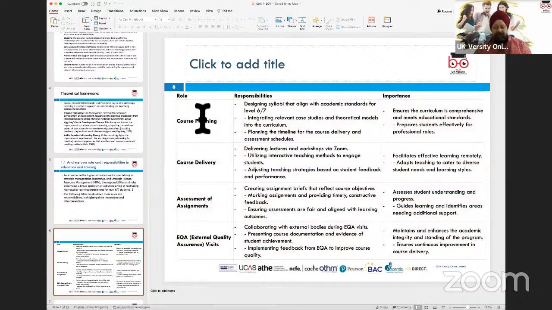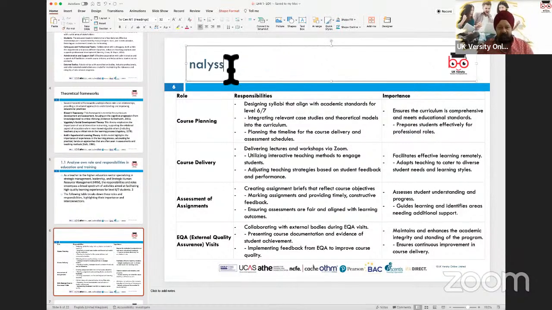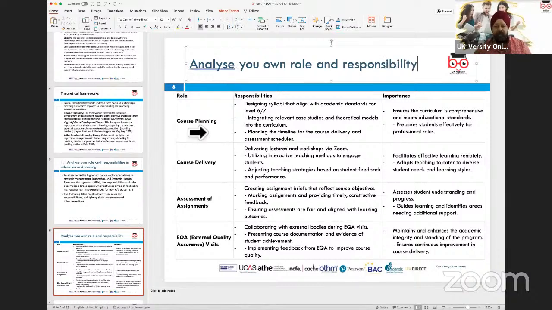So what I've done is I've explained my role. In your case, you might want to analyze your own role and responsibility. And this is something that you could do with the help of a table.